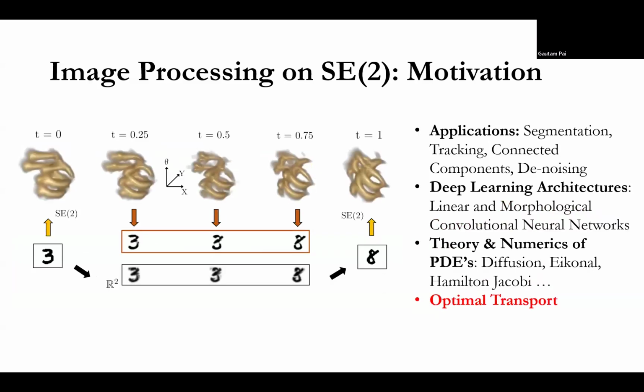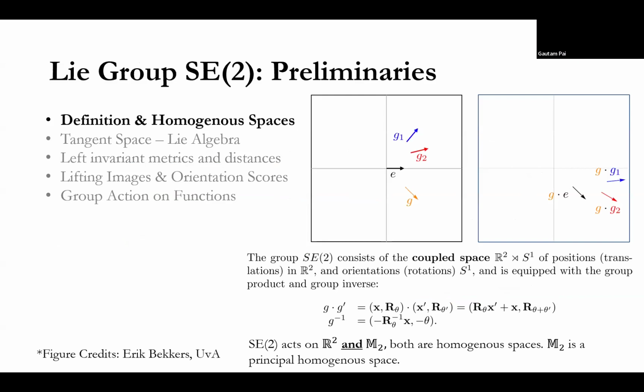Right, and so what I'll be talking about is, amongst various applications that I've shown here, how to do optimal transport. By that I mean how to define a Wasserstein distance, how to compute a barycenter, gradient flow, etc. in this lifted space with all its properties and metrics that one can choose in this domain. By the way, feel free to interrupt me anytime. If anything's unclear, I would be glad to answer. So let me begin with very basic preliminaries of the Lie group SE2.